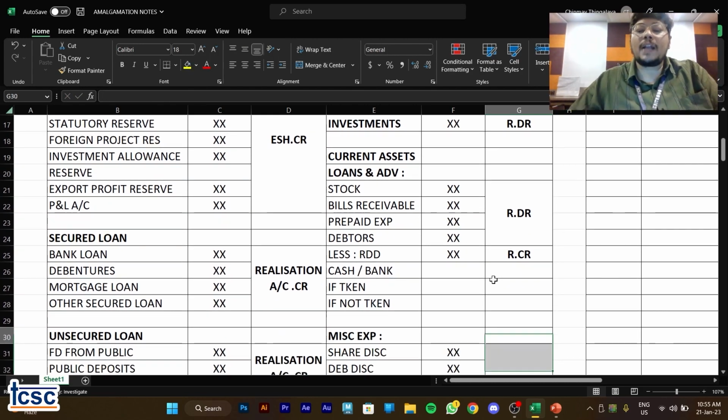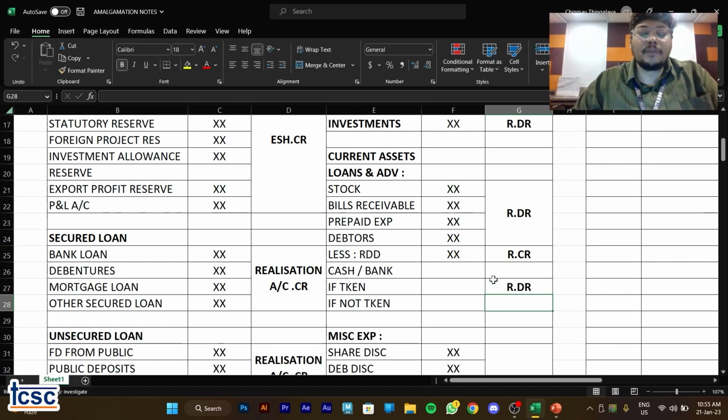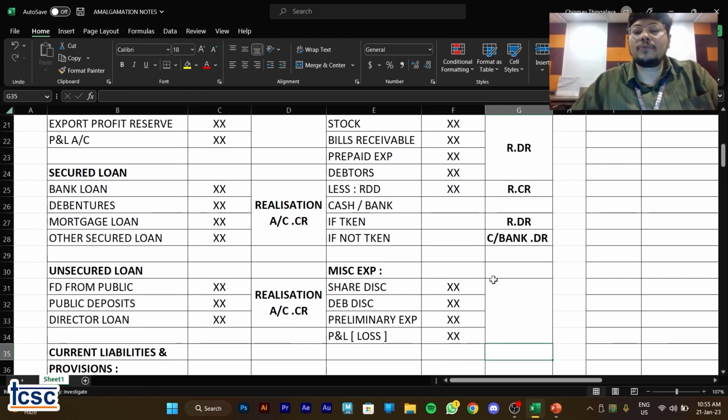Now with respect to cash bank, there may be two situations for you. If cash bank is taken by the new company, it will be realization debit, and if it is not taken by the new company, then it will be cash bank account debit. So we have to go through the adjustments. If in the adjustment it has been mentioned that all the assets and liabilities are taken over, then it will be realization debit, and if it is specifically mentioned that the cash bank account is not to be taken, then it will be cash bank account debit.